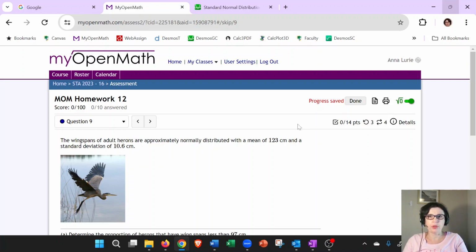Hi guys, in this video we are going to take a look at normal distribution, and we are talking about wingspans of adult herons. These are very beautiful birds. In fact, we have them at our lake. I'm fascinated by them. So let's just say that the mean wingspan is 123 centimeters. The standard deviation is 10.6.